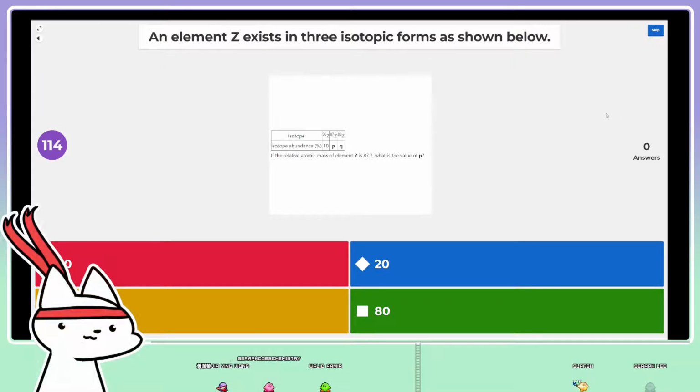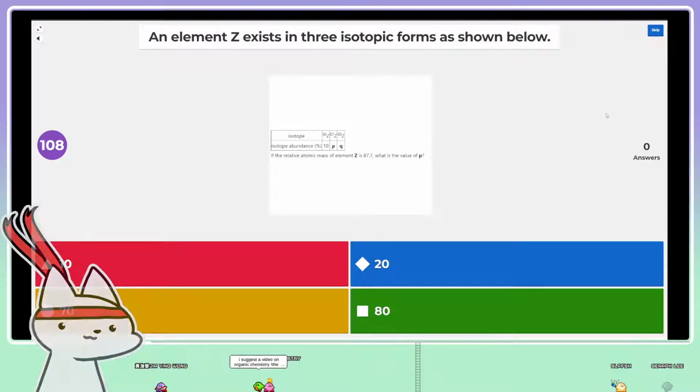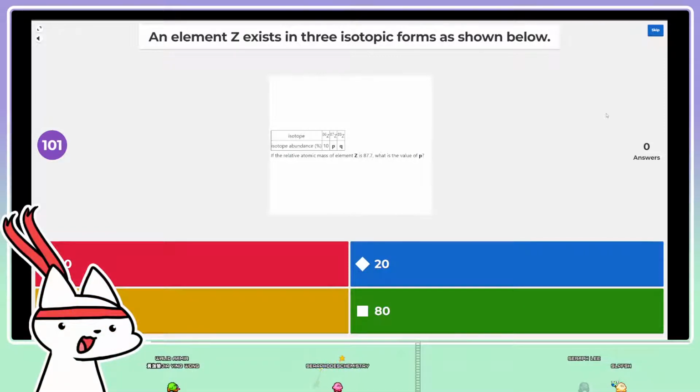This is a challenging calculation because it has 3 isotopes. Normally people do 2. So 3 isotopes in total. There's P and Q, so everything has to add up to 100%. That's all I can mention.